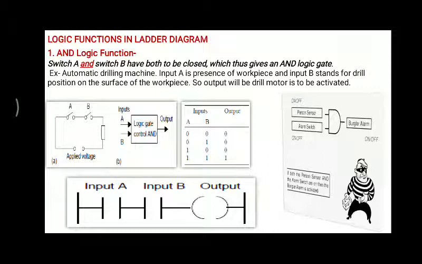What is the example of this AND logic function? Burglar alarm. The person sensor will detect the movement of the thief, that is input A, and the alarm switch operates on that basis, that will be input B. So if input A and input B are both activated, then and only then will we get the output at this end. So this is the example of the AND logic gate. I hope you understood this.